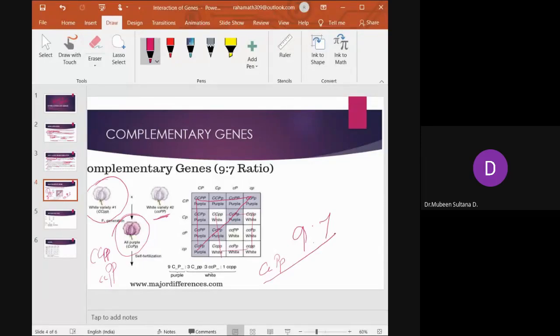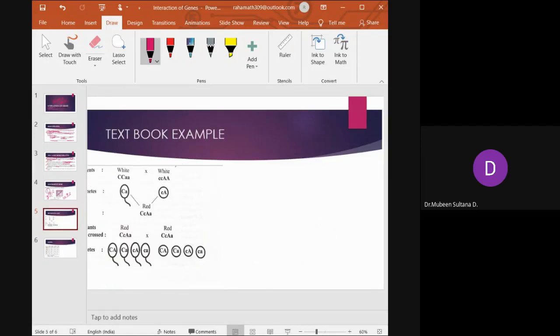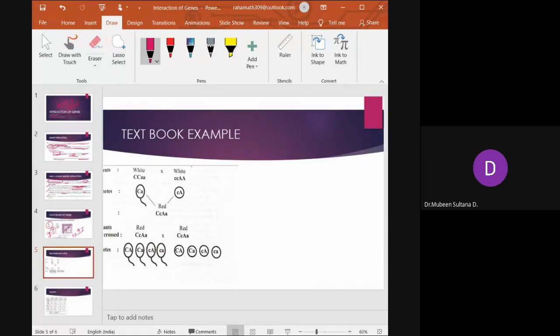See, this is one example which I took from the net, but what is your textbook example? I will teach you in detail according to that. Now, are all of you attentive in the class, please? So, we go to the parents now.